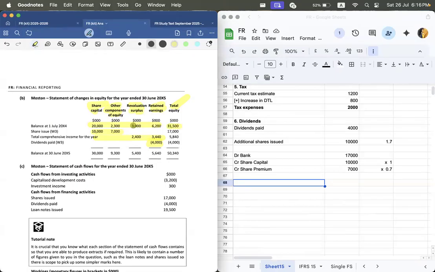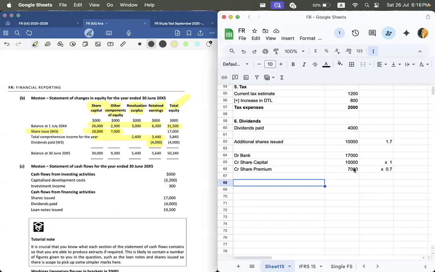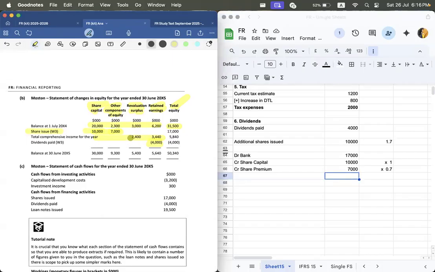And this year, you have issued shares, right? So 10,000 here, and we have calculated instead of share premium, they have used other components of equity. So share premium is 7,000, this one that we calculated. And then you have the total comprehensive income that you should transfer, right? That is 2,400. This is other comprehensive income that you should transfer, not the total, because total is just profit.